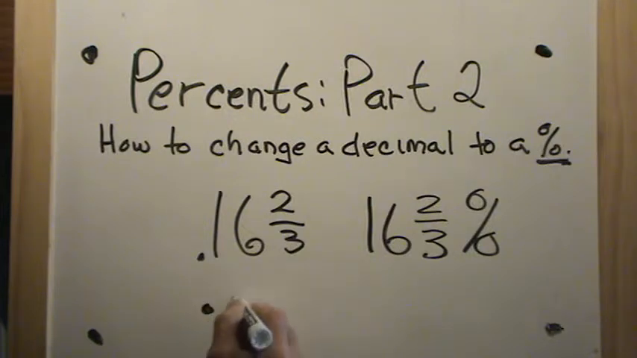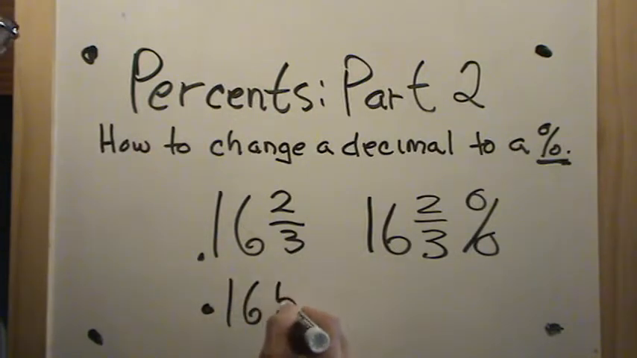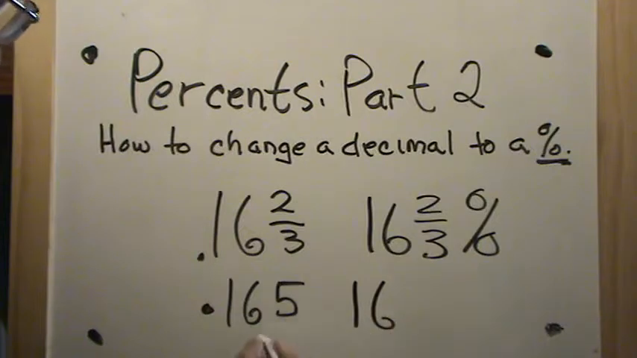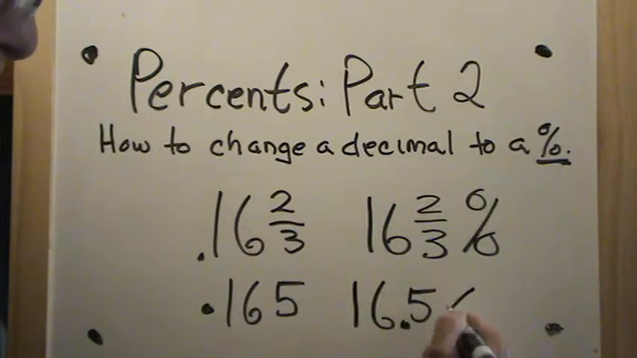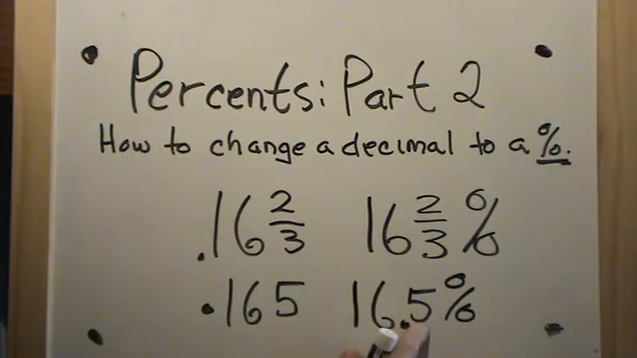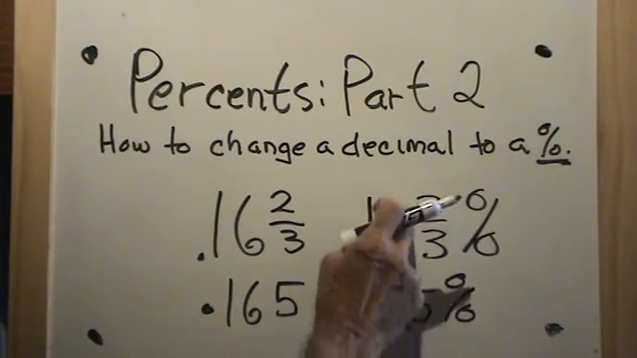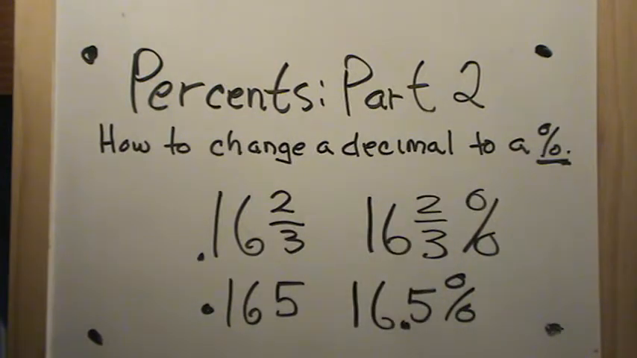If this were 165 thousandths, if the decimal was .165, and I changed it, I would move the decimal point two places, 1, 2, and since this is a whole number, I would have to have the decimal place there. I do not have to put the decimal here because it's a fraction.